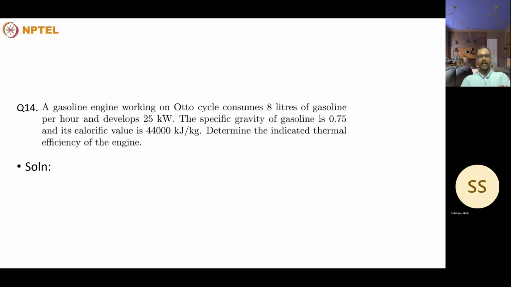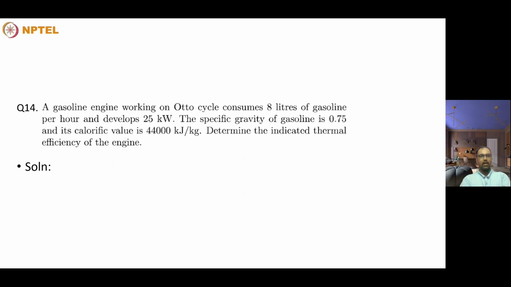The next question is regarding the indicated thermal efficiency of the engine. It's an Otto cycle, consumes 8 liters of gasoline per hour and develops 25 kilowatt. The specific gravity of the gasoline is 0.75 and its calorific value is 44,000 kilojoules per kilogram. We have to calculate the indicated thermal efficiency of the engine.